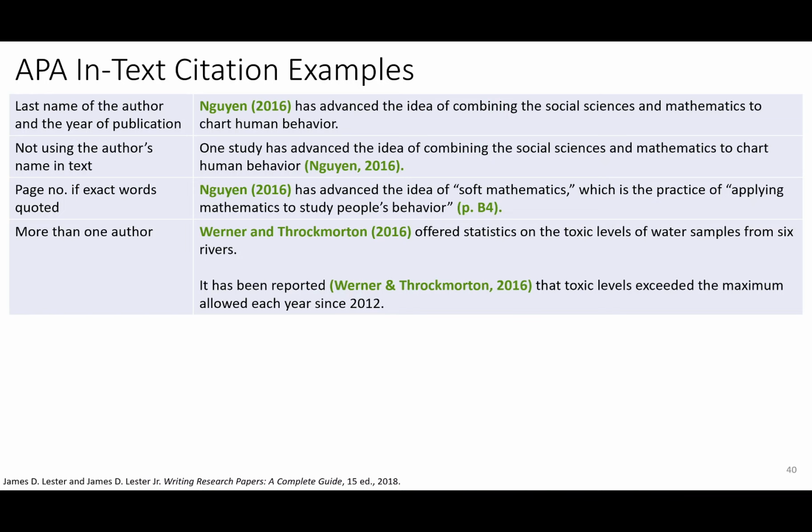Okay, so here are some examples of APA in-text citations. Last name of the author and the year of publication. So you can read it on your own. Not using the author's name in text, but using parentheses. Page number, if exact words are quoted. See these quotations and the page number here. More than one author, like this. Okay, so again from this book.